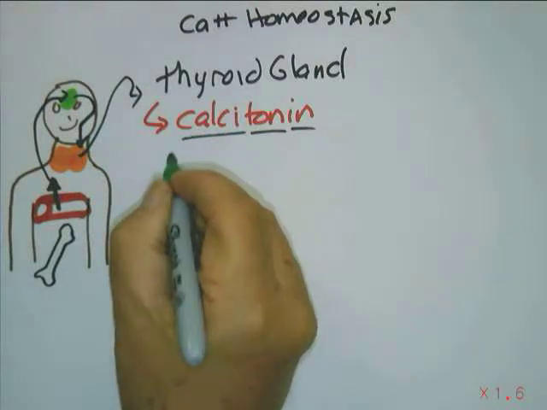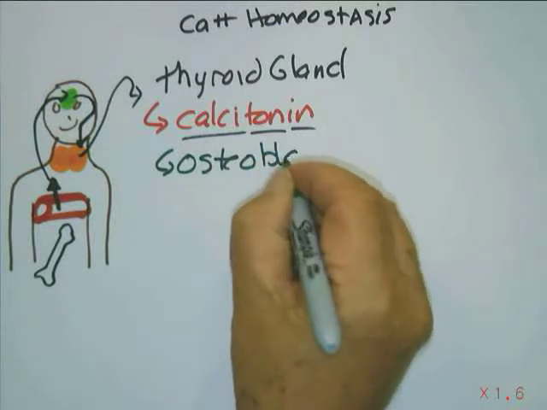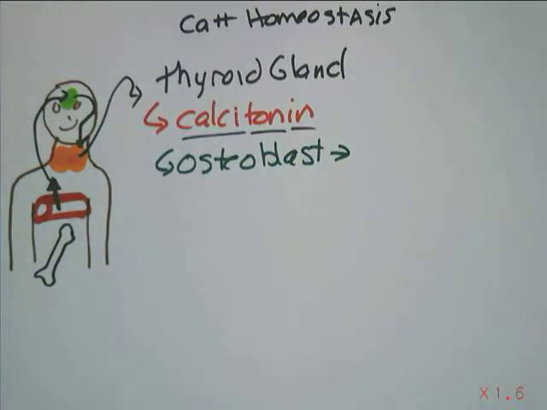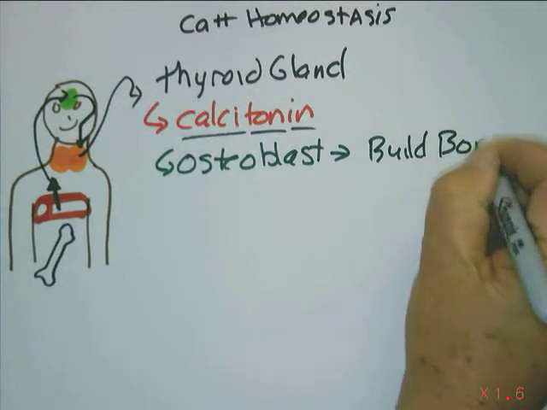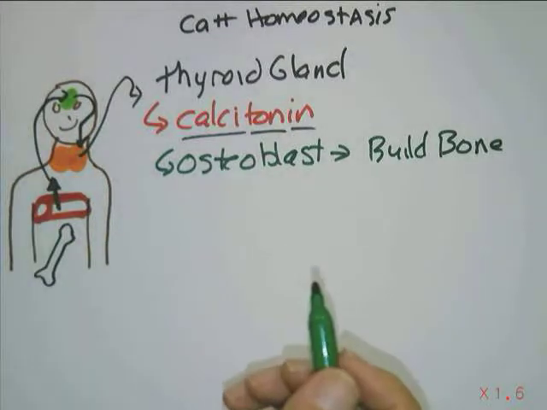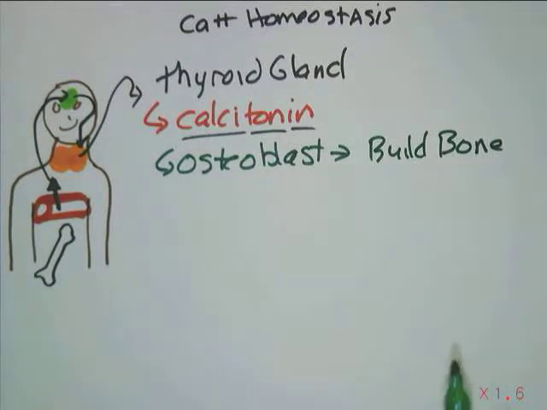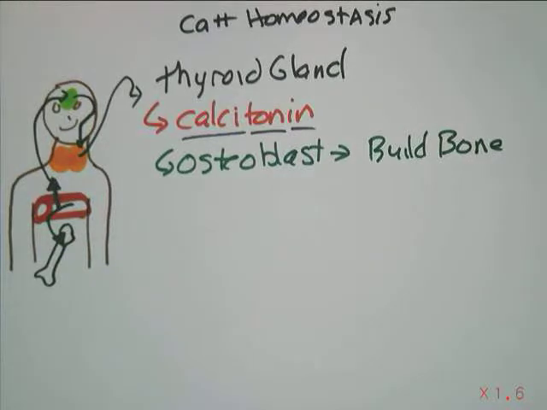Calcitonin will stimulate a specific cell type called an osteoblast. The osteoblast's function is to build bone. In order to build the bone, it needs to have calcium. So the osteoblast will pull calcium from the blood supply into the bone. As it does so, it lowers the levels of calcium in the blood back toward normal levels, and homeostasis has been achieved again.